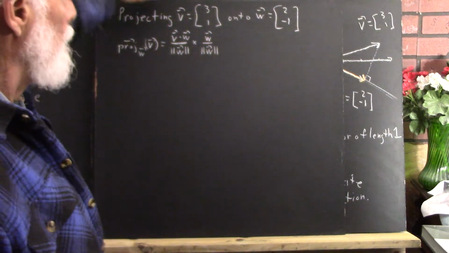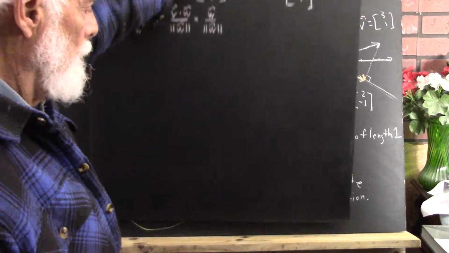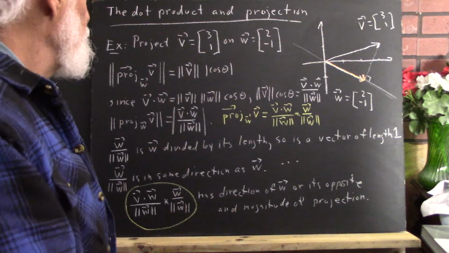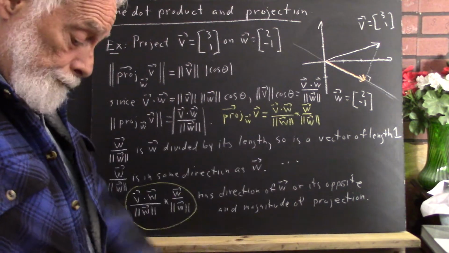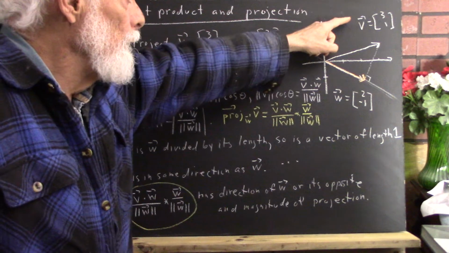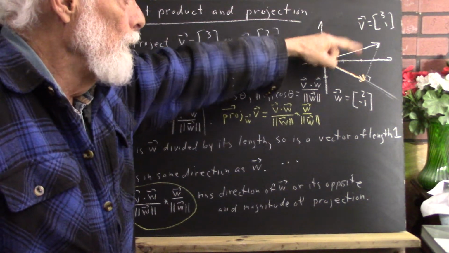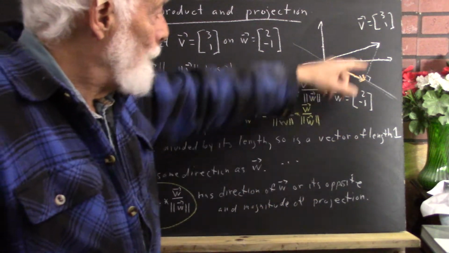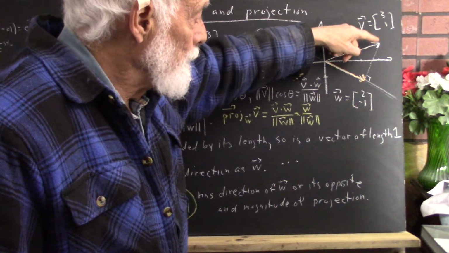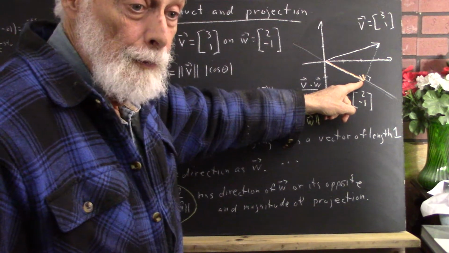Okay, we've looked at the idea of projection and developed the formula for projection. And we've seen that projecting V equals (3, 1) onto W equals (2, -1) appears to come really close. The projection line appears to come really close to the tip of W.